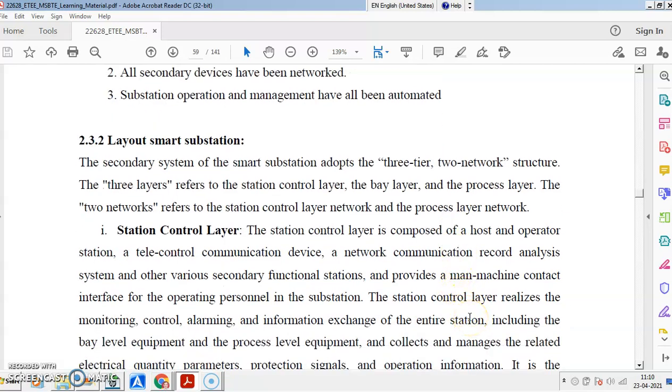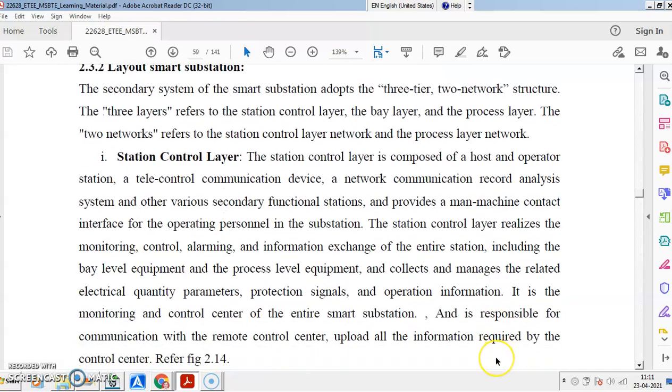So what are these three tiers? The station control layer is composed of the host and operator station. It has a telecontrol communication device, a network communication record analysis system, and various other secondary functional devices in the station, and provides a man-machine interface for operating personnel.